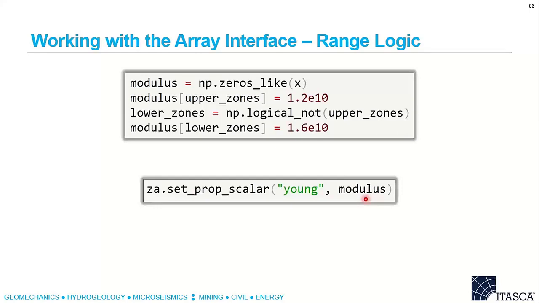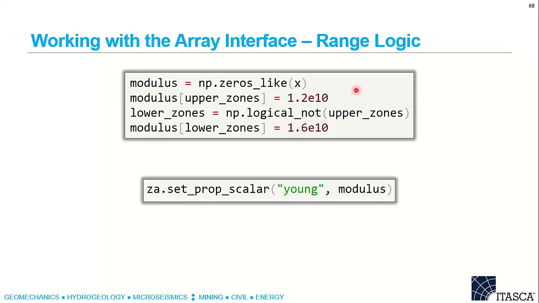And so this is just an example of the power of working with the array interface rather than the object interface. In the object interface, in order to accomplish this, you would have to iterate over every single object, check if its z variable is greater than 5, and if so, assign it a Young's modulus of 1.2, else assign it a modulus of 1.6. In contrast, in the array interface, we can simply say that we want our mask to be the z variable being greater than 5, and then apply that all at once across all the zones, which allows for vastly more efficient and faster code.